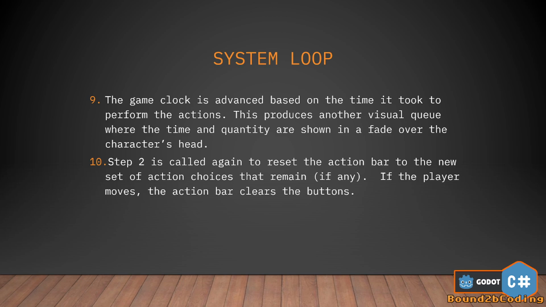So if that's the case, that button needs to disappear because there are no other sticks on that particular tree. And that's what happens with step 2. It's called again to reset the action bar to the new set of actions. Hey, what do I have left on this object? And then of course, when the player moves, the action bar clears the buttons out as well.